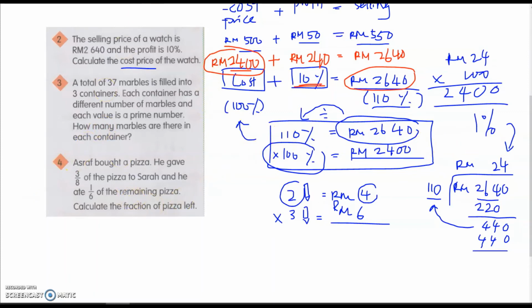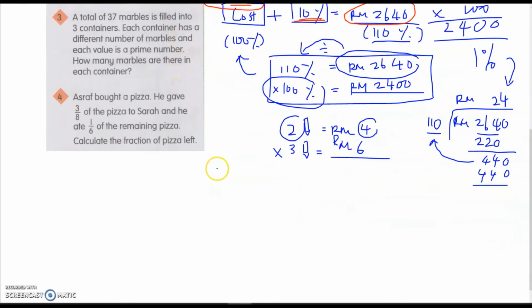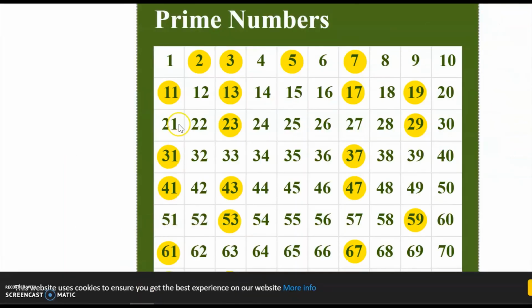Okay, question 3. A total of 37 marbles is filled into 3 containers. Each container has a different number of marbles and each value is a prime number. How many marbles are there in each container? Okay, so now we look at prime numbers first. Remember prime numbers, it must be bigger than 1 and they can only divide themselves or 1. So prime numbers we have 2, 3, 5, 7, 11, 13, 17 and 19.